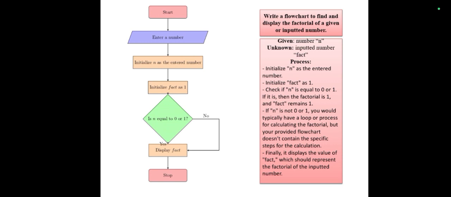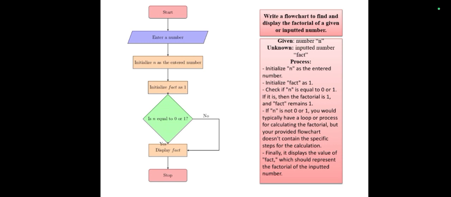So, focus on the flowchart. First is start, then we enter a number, then initialize the entered number, then initialize fact as 1, then we do a decision. Is n equal to 0 or 1? If no, display fact. If yes, display fact. Then stop.